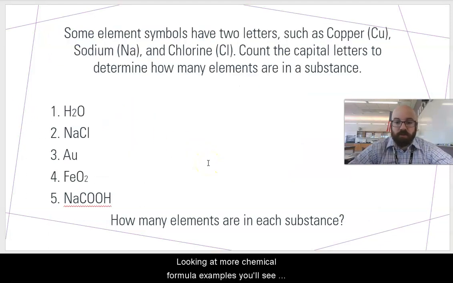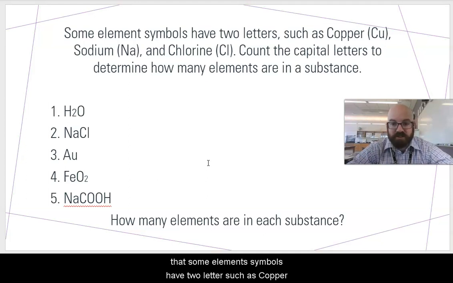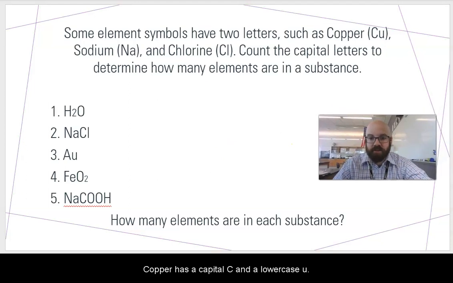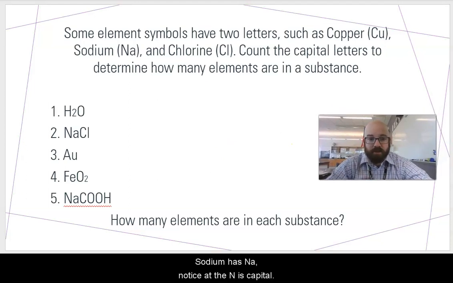So looking at more chemical formula examples, you'll see that some element symbols have 2 letters, such as copper. Copper has a capital C and a lowercase u as its symbol. Sodium has Na. Notice that the N is capital. And chlorine, which is Cl with a capital C. Anytime you need to know how many elements are in a formula, you just have to count how many capital letters are present.